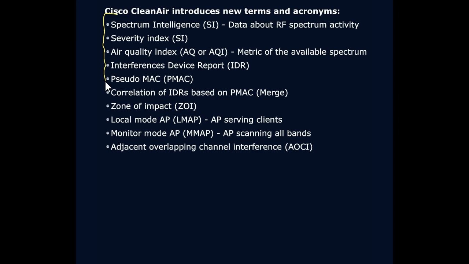And for some devices, for example, the difference between a Wi-Fi signal interference versus an analog video signal is that analog video doesn't have a MAC address associated with it. It's not digital. So we'll generate pseudo MACs, put those into those interference device reports, and as necessary, merge those IDRs that are coming from multiple access points. We'll talk about those here in a bit.